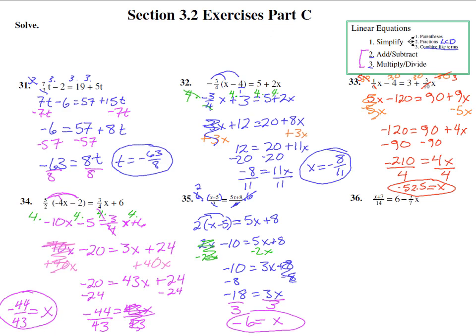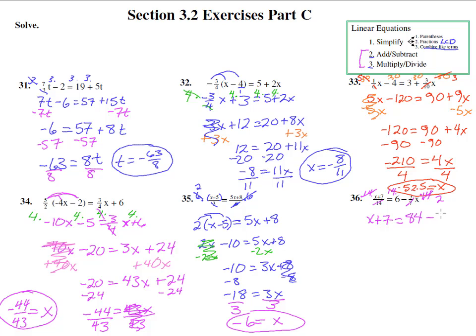And number 36, the last one here. Let's do step number 1. Do we have any parentheses? We don't right now. Do we have any fractions? Yes, we do. Least common denominator between a 14 and a 7 looks like a 14. So times by 14, times by 14, times by 14. Ooh, so here it just cancels and we're left with x plus 7 equals 14 times 6 is 84 minus, now 3/7 times 14. It's going to cancel and leave a 2.